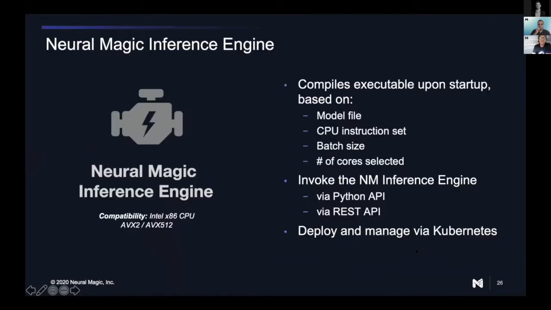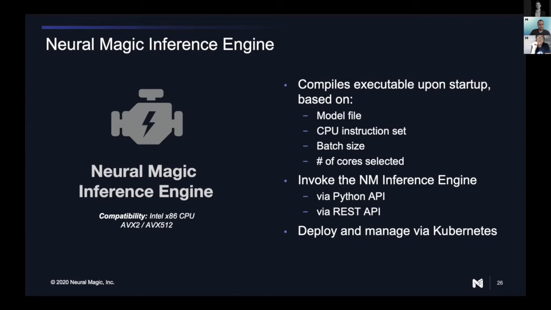Excellent. So the last component I wanted to talk about today is the inference engine. Today, as I said, our engine is compatible with Intel x86 CPUs. We're looking at other x86 CPUs from AMD and others. Any CPU that has AVX2 or AVX512 instructions we can run on. We take advantage of that instruction set to implement our algorithms. One of the things you'll see in the demo is we compile an executable in the inference engine based on a couple of inputs: model file, the CPU instruction set, the batch size, and the number of cores selected. From this, we generate the runtime that can then start feeding and responding to predictions.